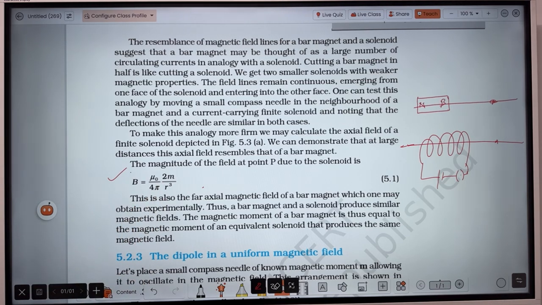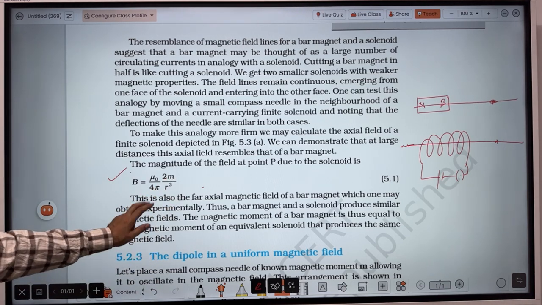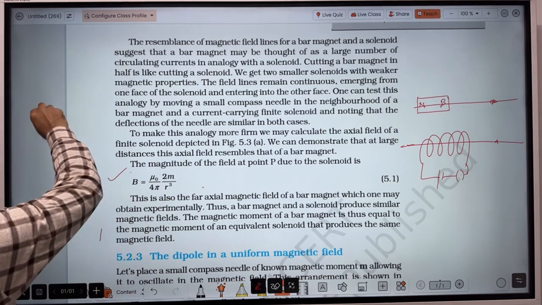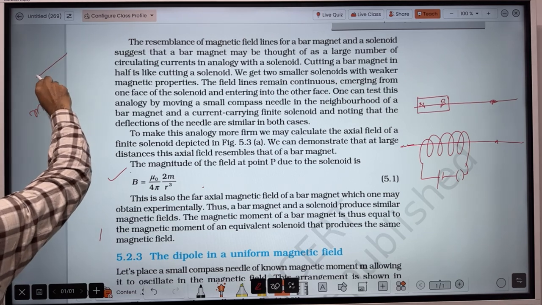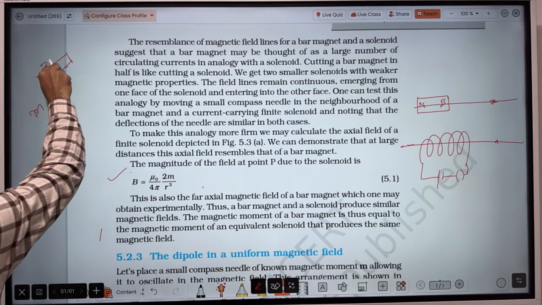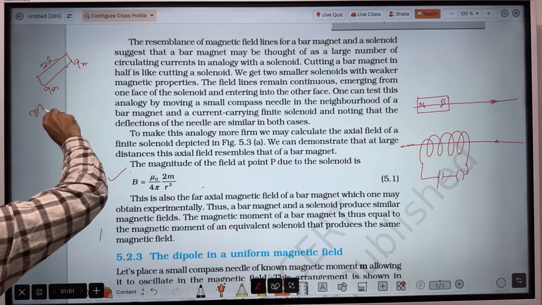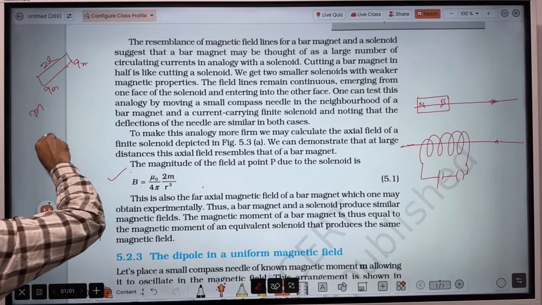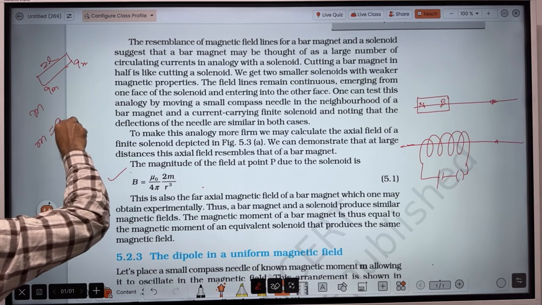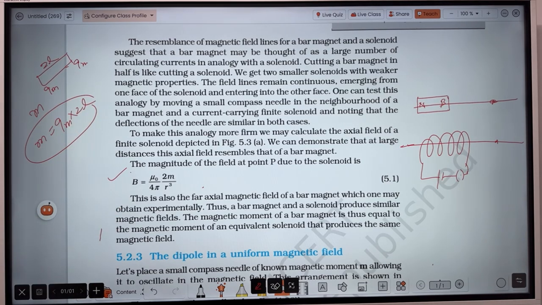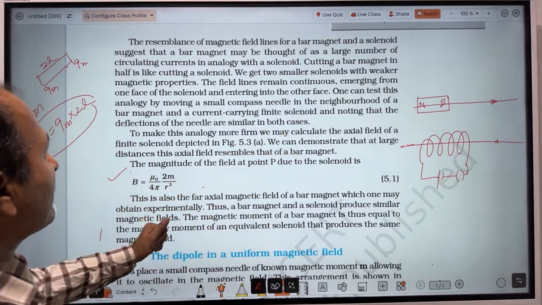where m is the dipole moment, the magnetic moment. What is that? Do you remember? If this is a magnet, this length is say 2L and pole strength is Qm each, then magnetic moment M is equal to Qm times 2L. So that thing we are talking about. So we can see that in the two cases we get the same result.